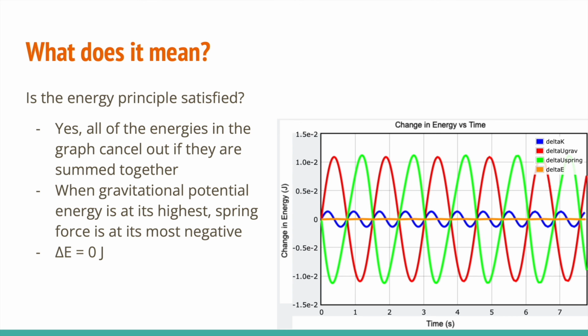The energy principle is satisfied by this example. All of the energies in the graph cancel out if they are summed together. When gravitational potential energy is at its highest point, spring energy is at its most negative, canceling out when kinetic energy is also added in, meaning that the change of energy is zero.